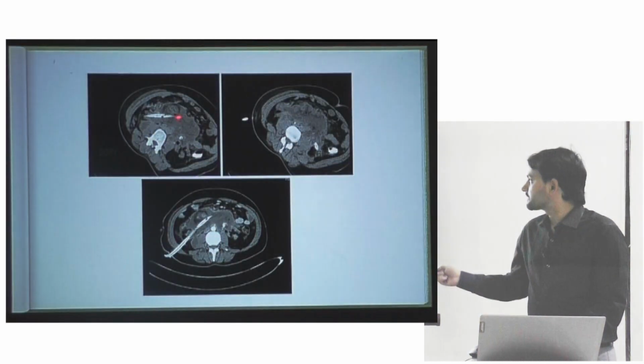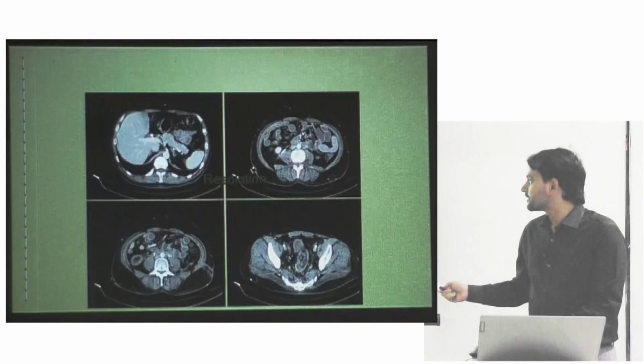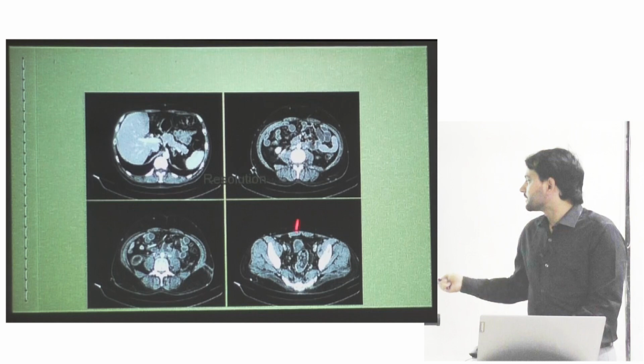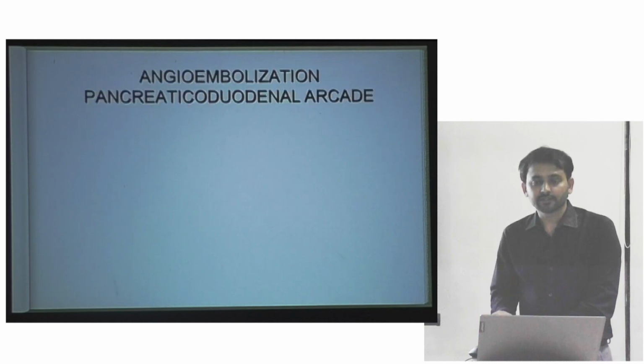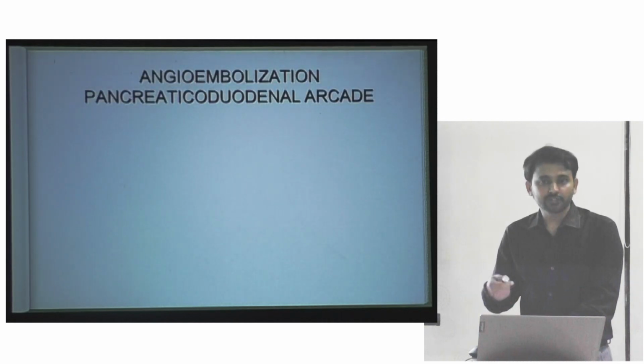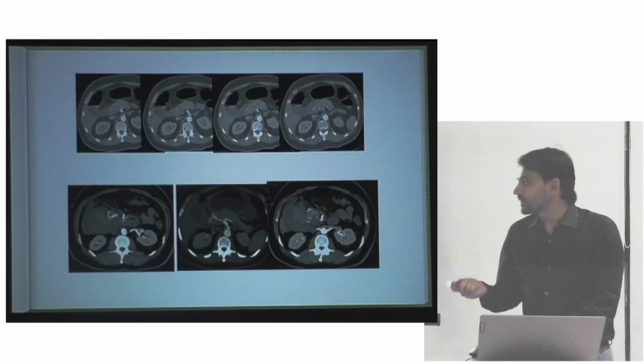This is the first image. There are large collections around the pancreas here, and this is the third image where, post procedure, there is almost complete resolution of the collections. And secondary vascular complications like pseudoaneurysms from the splenic artery or gastroduodenal artery lead to hematemesis or GI bleed. We used to do coil embolizations.